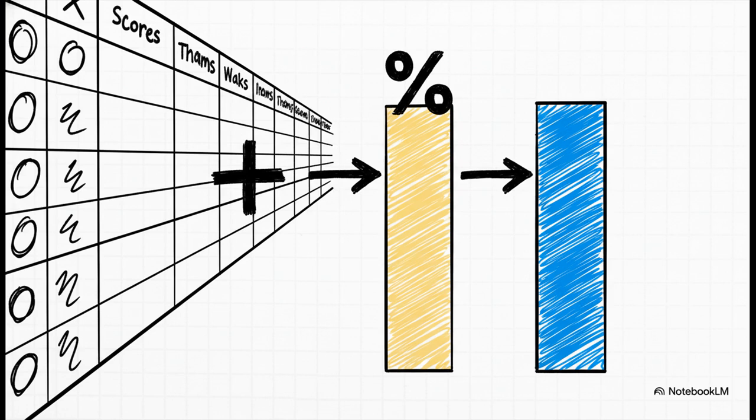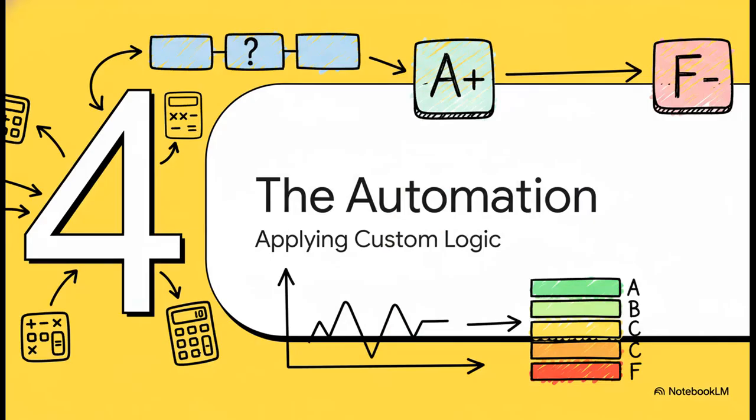Now, the real magic here is that Pandas does this for every single row at once. No need to write some slow, clunky loop. It's all done in a flash. That's the power of what people call vectorized operations. And trust me, it's incredibly fast. All right, now this is where things get really interesting.